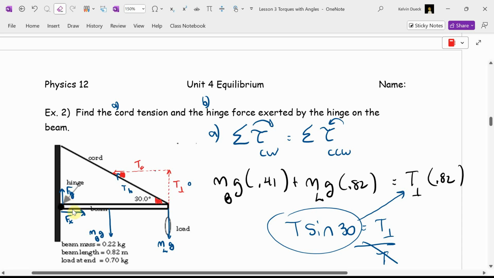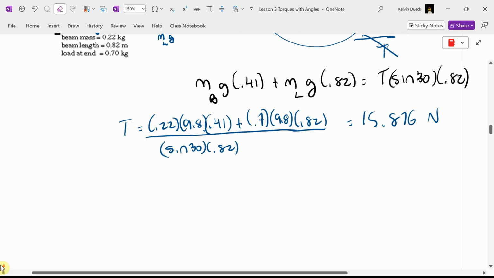So how big is Fx? If I look at my free body diagram, what must it be exactly the same size as? It's got to be the same size as T parallel, because everything right has to equal everything left. There's only one left force. There's only one right force, so they have to equal each other. So one of the first things I'm going to say for part B here is Fx equals T parallel.